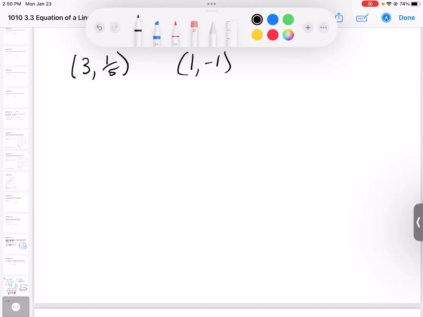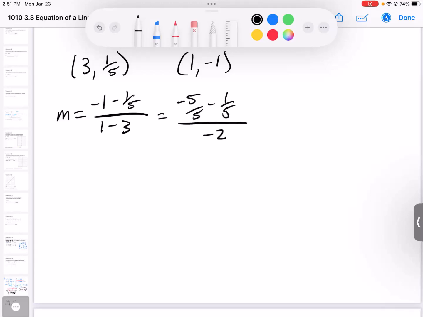So you would start off by finding your slope, same thing as on the last one. So you might do this as -1 minus 1/5 over 1 minus 3, or you could do it vice versa. Just make sure whichever one you choose to do first, you do that. So to do the top part, -1 can be written as -5/5 minus 1/5. And then on the bottom, you can just simplify that straight to -2. And on the top, you'll have -6/5, and then that's divided by -2.